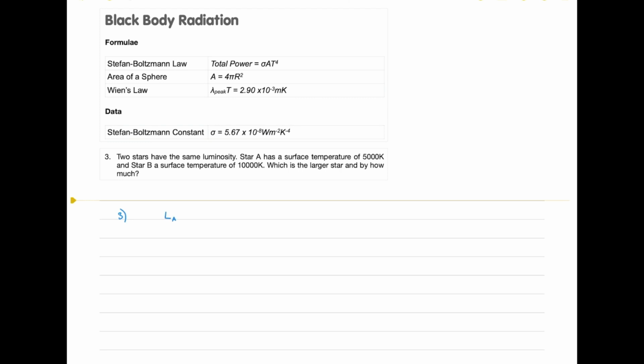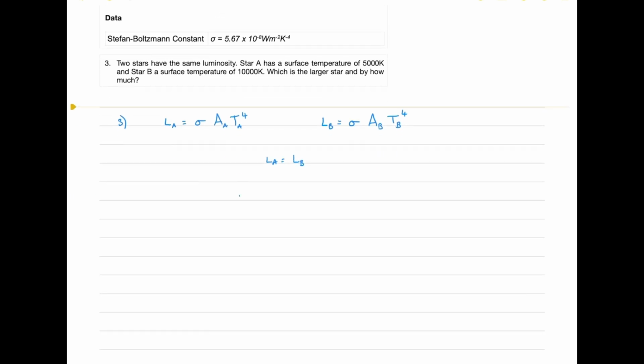Luminosity of A is equal to sigma, the area of A, times the surface temperature of A to the power 4. And we can make a similar equation for the luminosity of B. That's the area of B times the surface temperature of B to the power 4. We know that luminosity of A is equal to luminosity of B. So let's equate those equations.